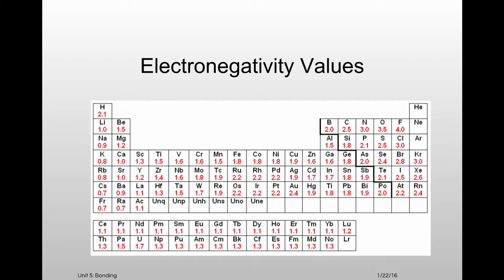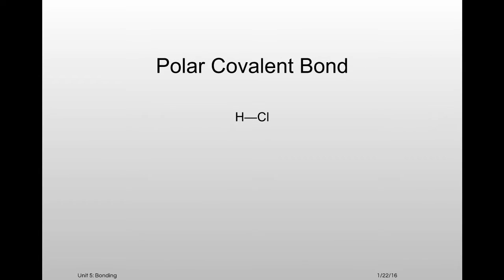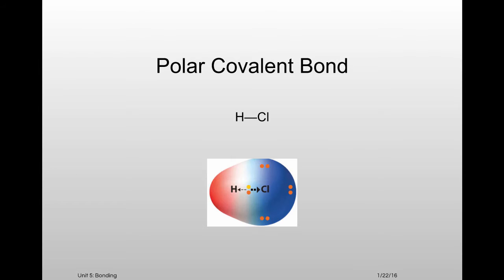And remember, electronegativity is the force of attraction that the nucleus of one atom has for shared electrons in a covalent bond. So here we have a covalent bond. And we are now discovering that there are two different types of covalent bonds. So right now we're going to discuss something called the polar covalent bond. Here we have a bond between hydrogen and chlorine.